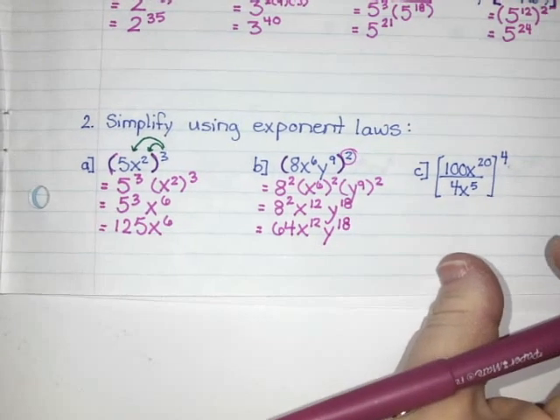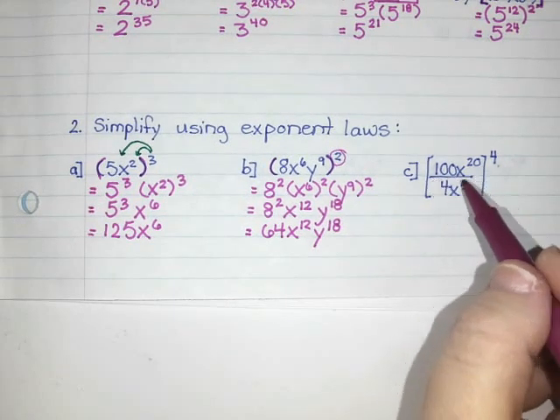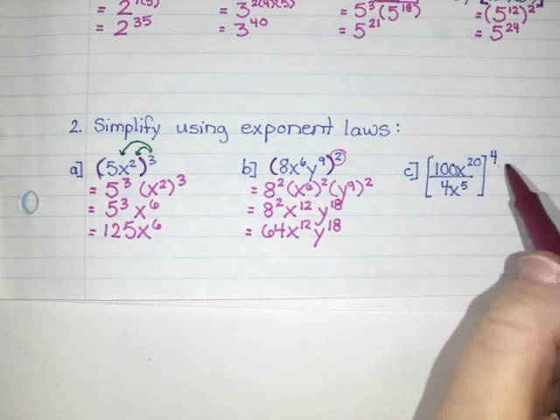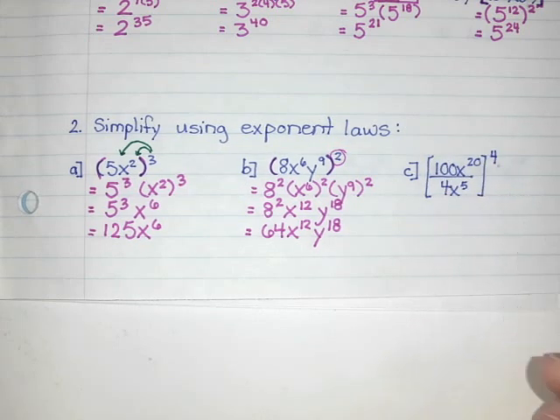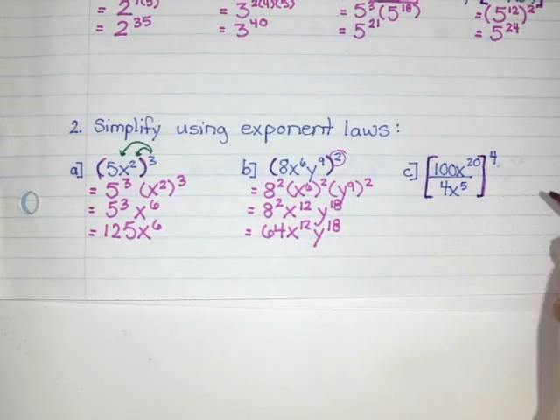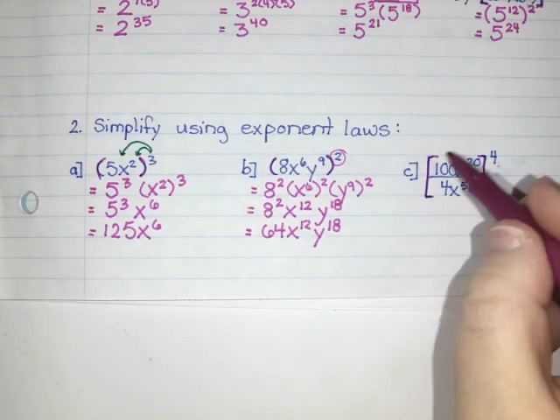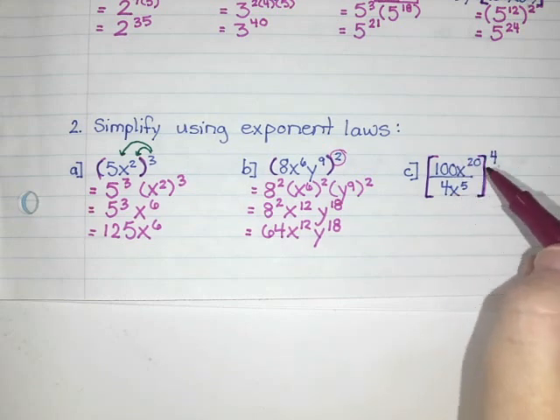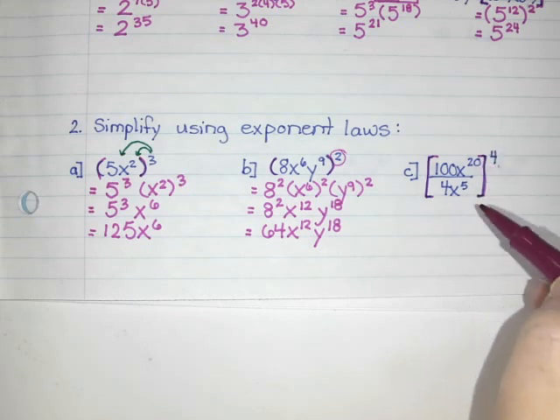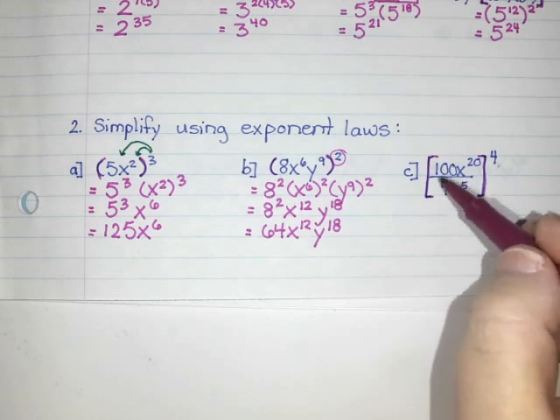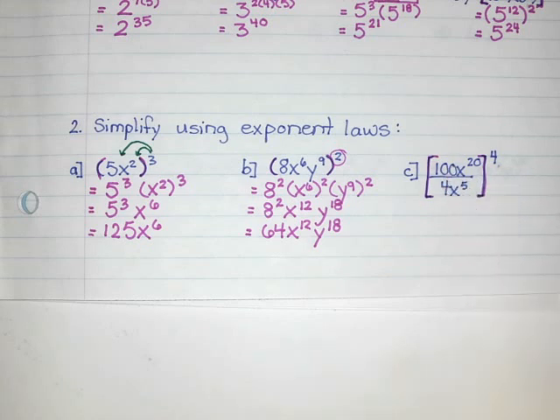Now we have one last question. We have 100 x to the 20 divided by 4 x to the power of 5 in a bracket all to the power of 4. So when I'm thinking about order of operations or BEDMAS, we start with brackets. And I do have a set of brackets right here. Now, is there anything to do inside that bracket? Why, yes, there is. There is some division. So when I divide, if they're exponents, I leave the base the same and I subtract their exponents. But if they're coefficients, so numbers in front of the variables, I just divide them.